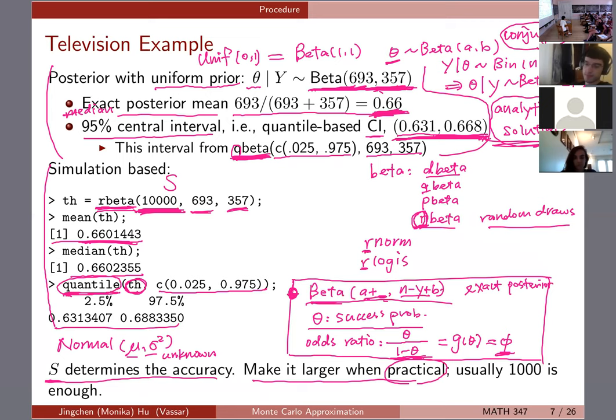So maybe at that point, you need to balance how long you actually want the program to run against how accurate you want it to be. Usually 1,000 is good, and sometimes you want to make it larger, sometimes smaller, it depends on the situation, but we're gonna see examples of those as well, okay? So over here, I drew 10,000 draws, and you see that they're pretty close to the analytic solutions over here, okay?